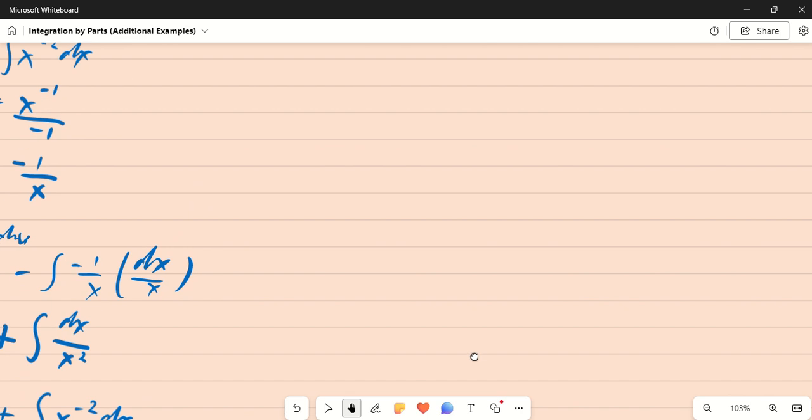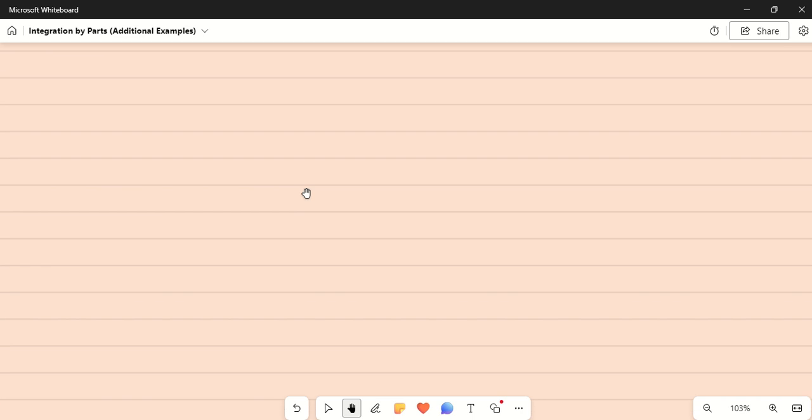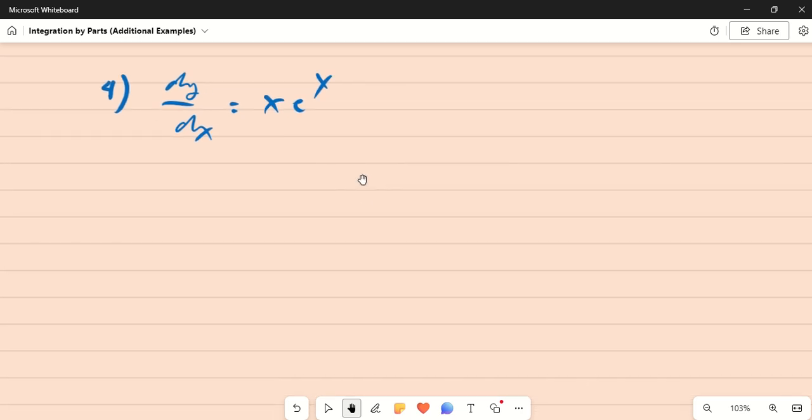Now this time around we will be looking into the solution of the differential equation. Okay, this is example number 4. You have your dy over dx is equal to x e raised to x. Okay, we need to solve the general solution of this differential equation. The first thing that you need to do, again, we cross multiply. So you'll be having dy is equal to x e raised to x dx.